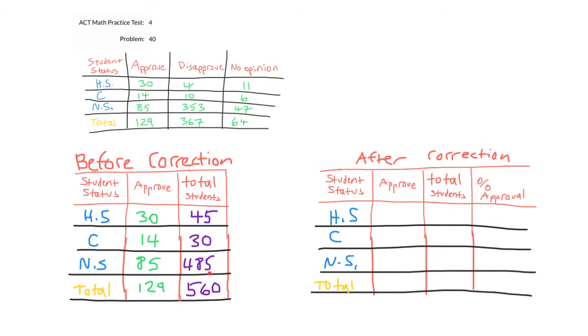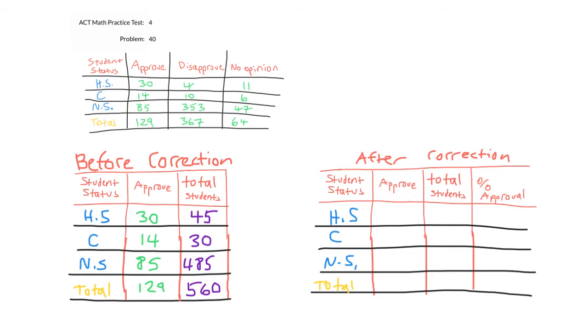Now, you might be wondering, well, why am I figuring out the totals? Well, at the end of the day, this problem has to do with percentages. For example, they mention 60% of college students, right? Well, in order to figure out a percent of college students, you need to know how many college students you're dealing with in the first place, okay? Now, keep in mind, this is before the correction.